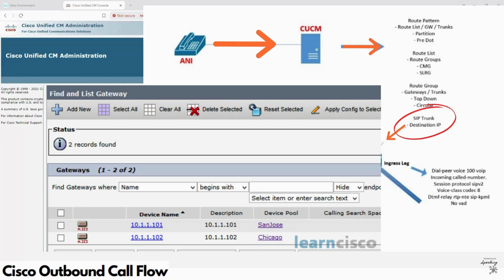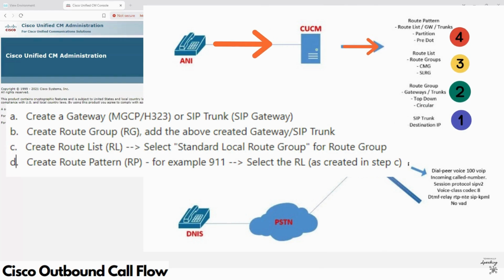So just to recap, because you configure this, you kind of have to configure it backwards, right? So the first thing you do is create a gateway or a SIP trunk. So you would go into Call Manager and create that gateway or SIP trunk. You would create a route group and then add the above created gateway or SIP trunk. And then you would create a route list. And you can select SLRG for route group, which is standard local route group, or just select the route group that you created. And then you would create a route pattern, for example, 9.911, and select the route list that you created.